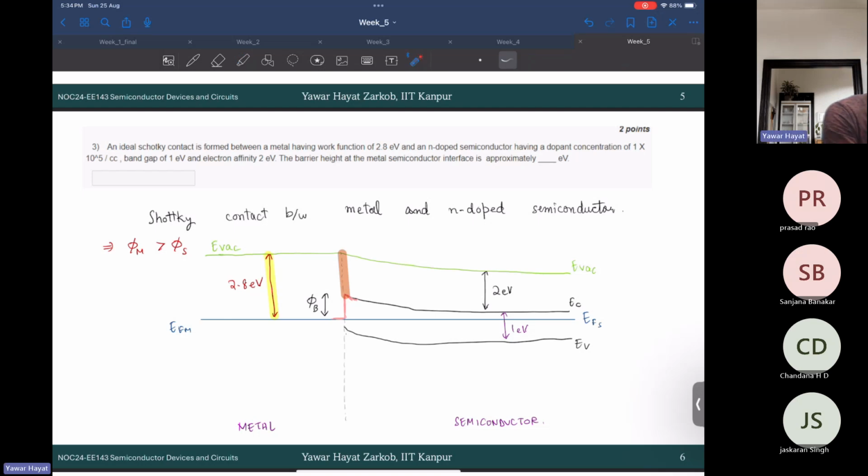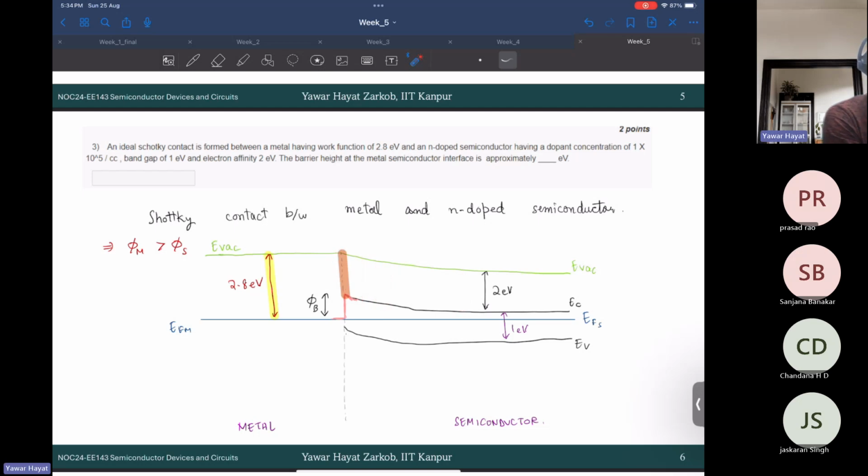Let me give you a hint. What is this? Electron affinity, right? This is electron affinity. Same electron affinity, and electron affinity.